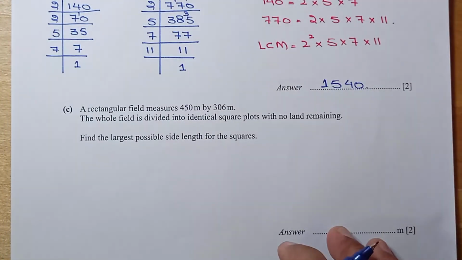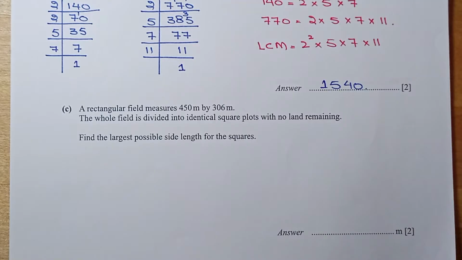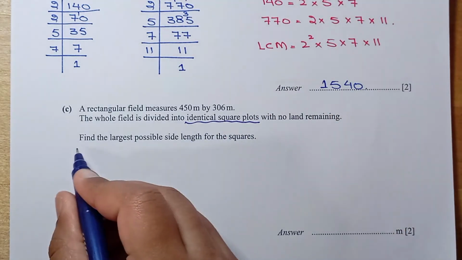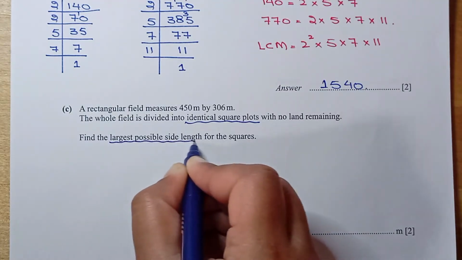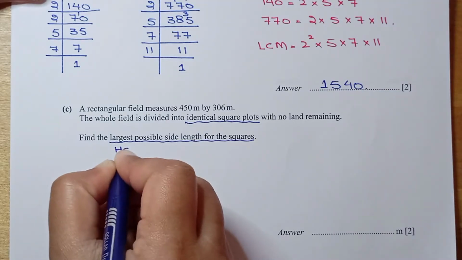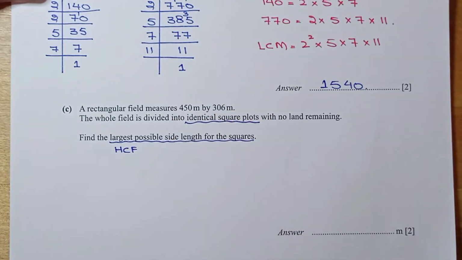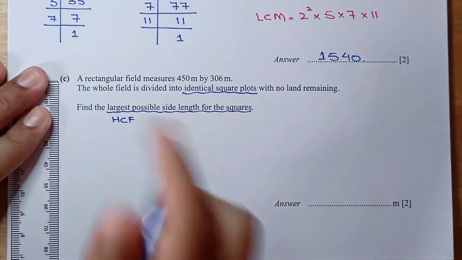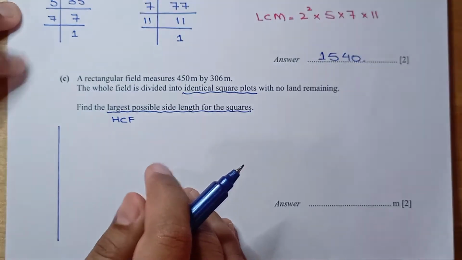Now for the C part, a rectangular field measures 450 meters by 306 meters. The whole field is divided into identical square plots with no land remaining. Find the largest possible side length for the square. So the largest means we need to find the highest common factor of these two numbers. On the same steps, we need to write down the prime factorization of the numbers first.